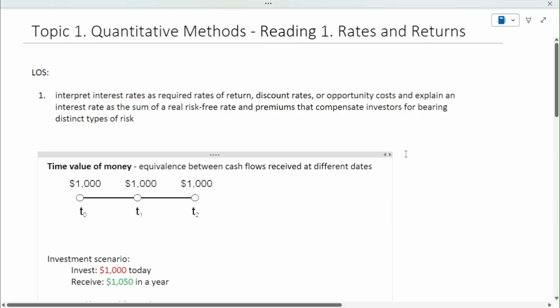My name is Elmin. I am a CFA charterholder, and in this video I am going to explain the first topic in CFA Level 1 curriculum, Quantitative Methods. We are going to look at the first reading, rates and returns, and the first learning outcome, which is all about interest rates. By the end of the video you will know what an interest rate is, different interpretations of interest rates, and decomposing interest rates to its components.